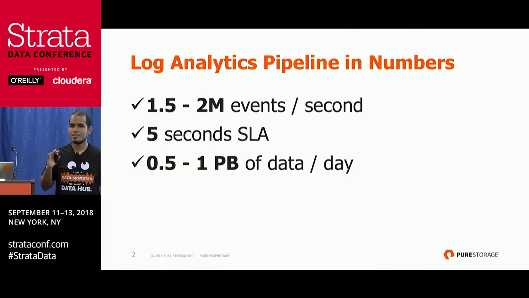So before I do that, let me give you some numbers just to try to capture a little bit longer of your attention. We have a log analytics pipeline, and in terms of numbers, the streaming pipeline is processing 1.5 to 2 million events per second. The SLA for log events is 5 seconds. So from the moment it's being generated until it's ready to be processed or alerted on, or the different actions that we support, is 5 seconds.